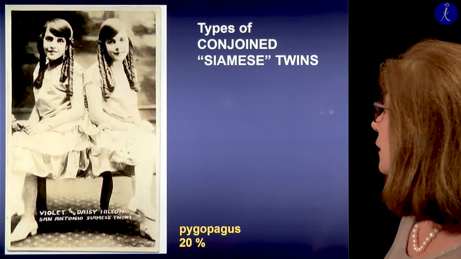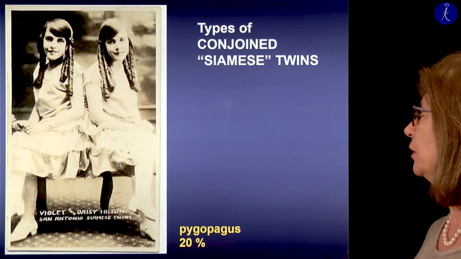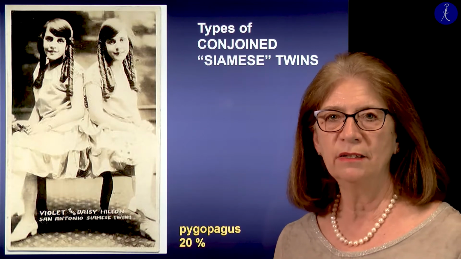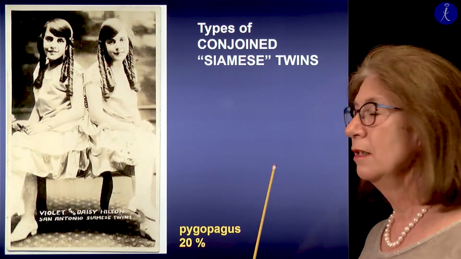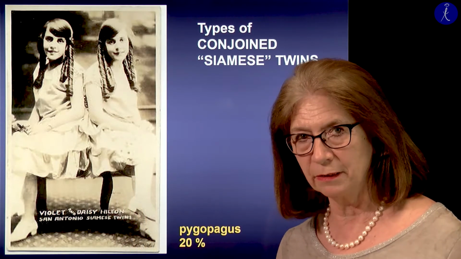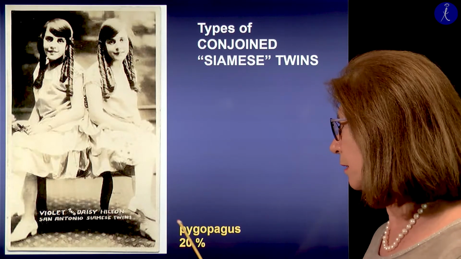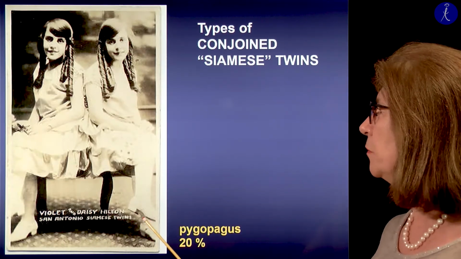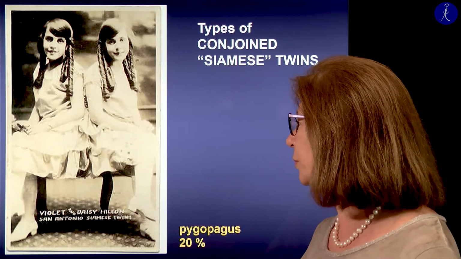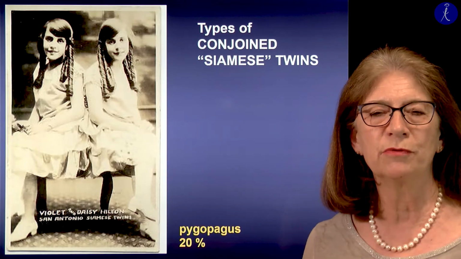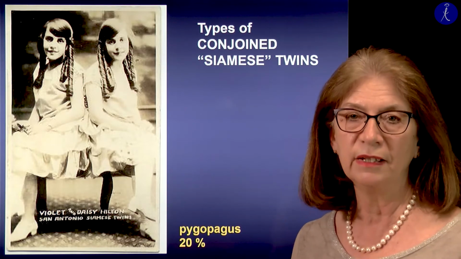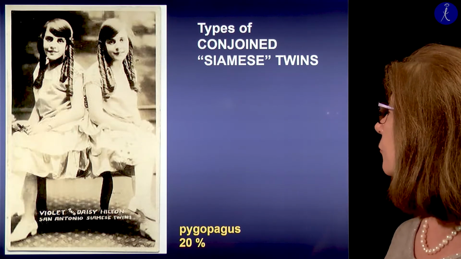Now, what are the types of the conjoined, or in common terms, Siamese twins? The ones which survive best are the Pygopagus twins. At birth, they are only 20%, but if you look at the surviving Siamese twins, then they give a much bigger part, because they have good life chances. Here you see a pair of twins, Violet and Daisy Hilton. They were celebrities in Hollywood at the beginning of the 20th century.